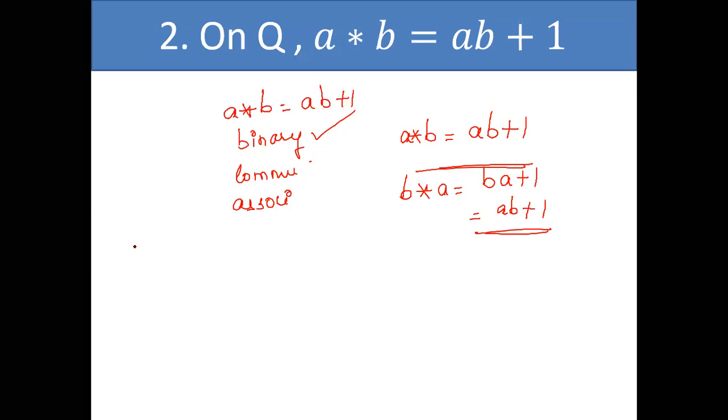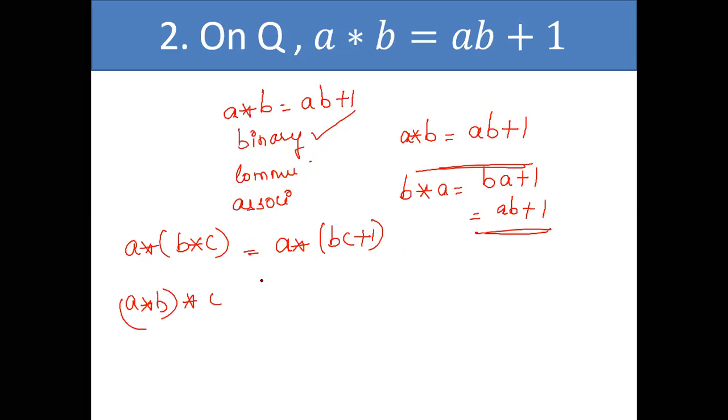So next is associativity. A star b star c. Find what is a star b star c. So what is b star c? So first apply for b star c, then apply for a. So it is a star bc plus 1. Correct? B star c first apply. So according to the definition, it is bc plus 1.